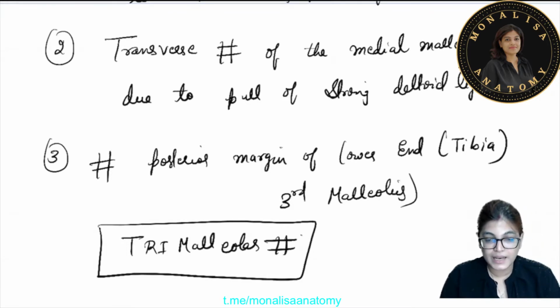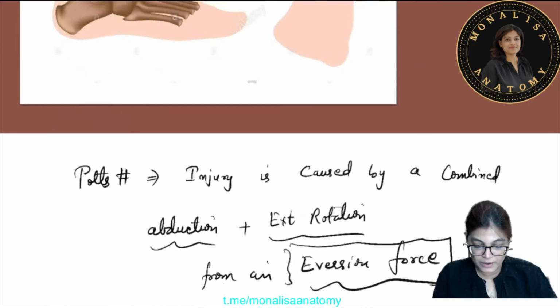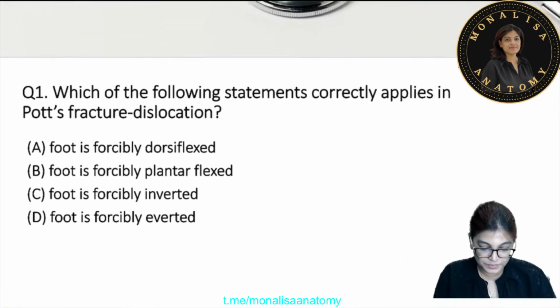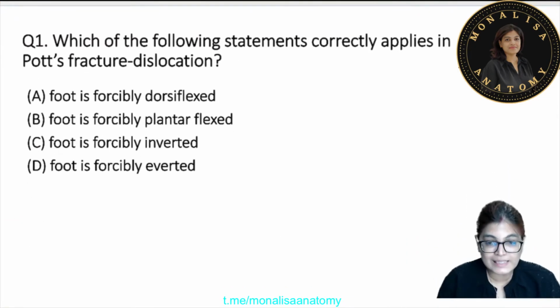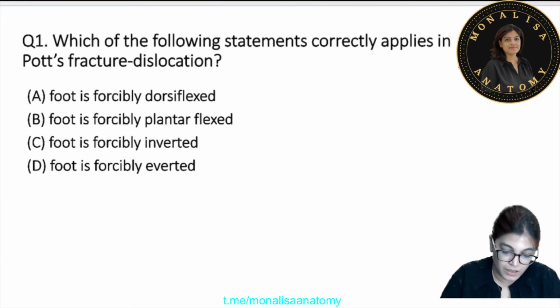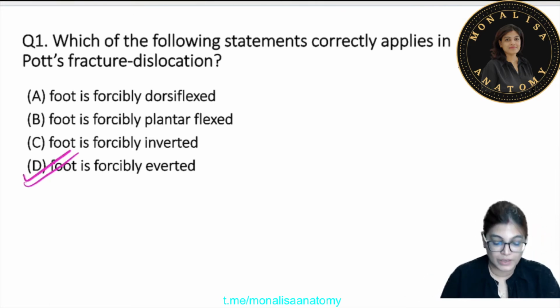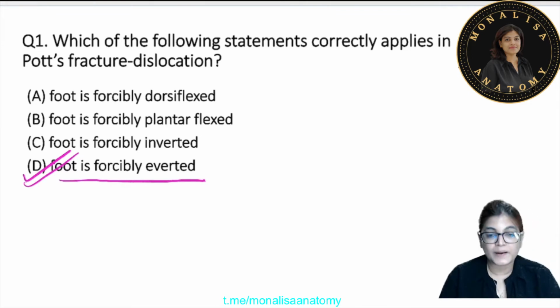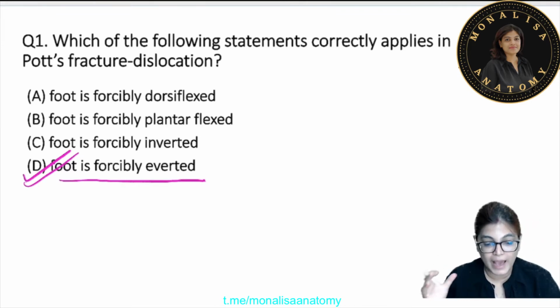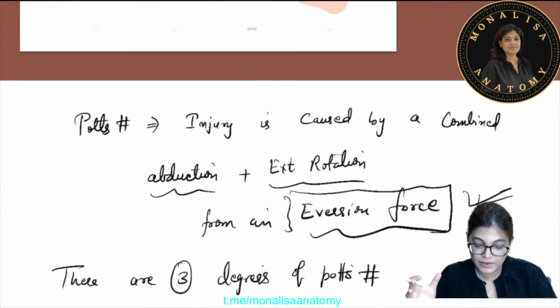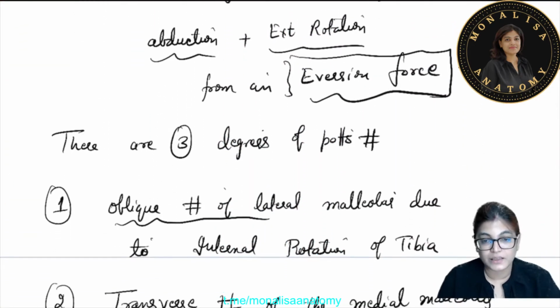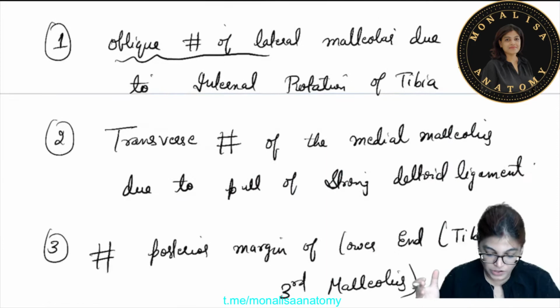Yes, so we have done with the explanation of the first MCQ. Again, I am moving to the MCQ. Which of the following statements correctly applies to Pott's fracture and dislocation? The correct answer is the foot is forcefully everted. So in the first explanation only I told, when there is a forceful eversion force applied, there will be abduction. Okay, there will be combined abduction and external rotation, which will cause Pott's fracture.